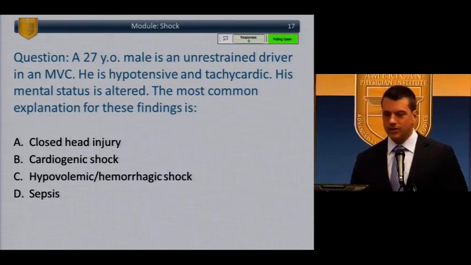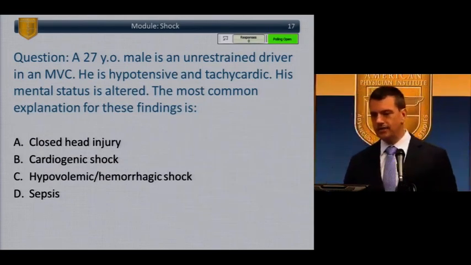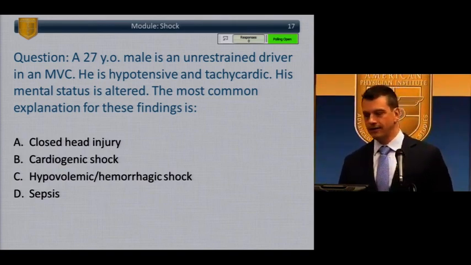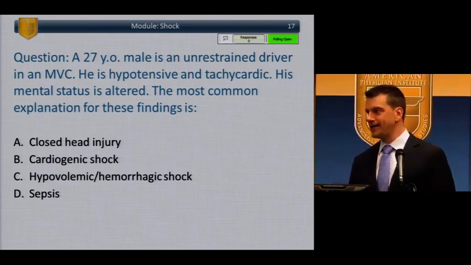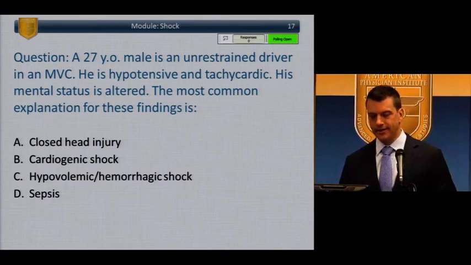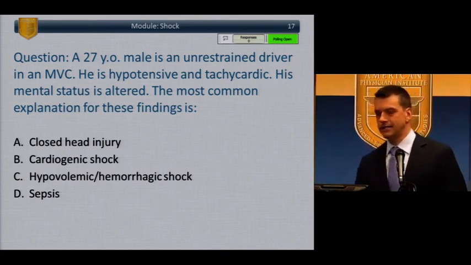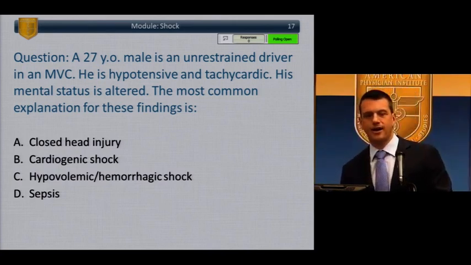Here's a question. A 27-year-old male is an unrestrained driver in a motor vehicle collision. He's hypotensive and tachycardic. His mental status is altered. The most common explanation of these findings is: A, closed head injury, B, cardiogenic shock, C, hypovolemic or hemorrhagic shock, D, sepsis.